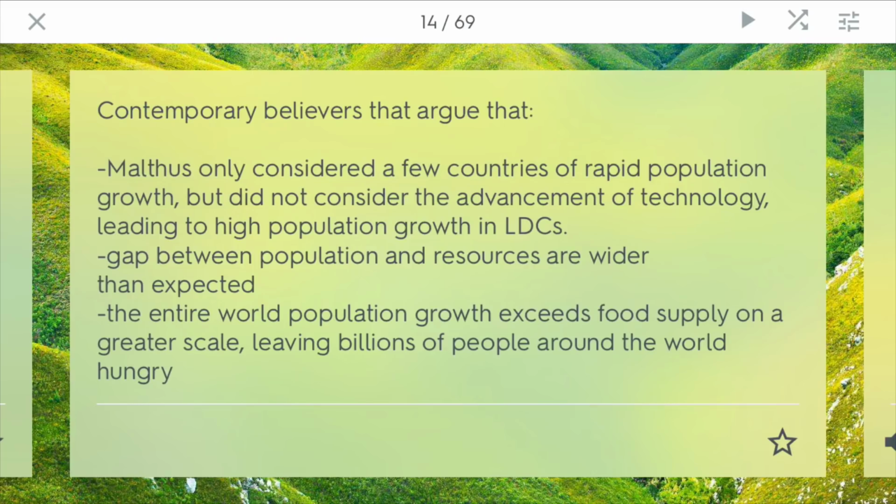Neo-Malthusians believe that the gap between population and resources is wider than expected. So there's a lot more people than food available today, and the entire world population growth will eventually exceed this food supply on an even greater scale than Malthus originally thought about. This would leave billions of people around the world hungry.